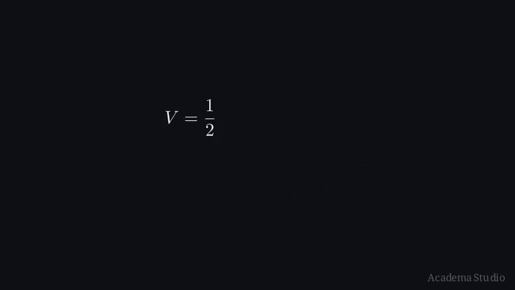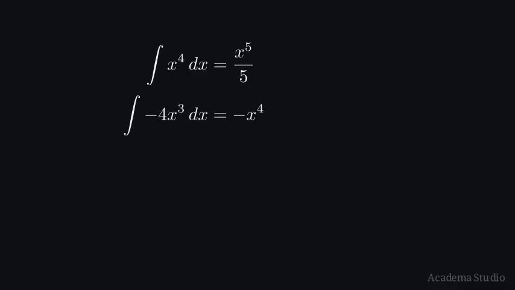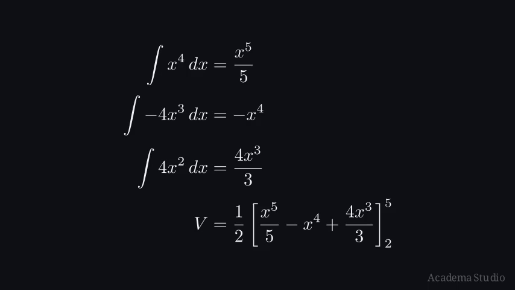V equals 1 over 2 times the integral from 2 to 5 of x to the power of 4 minus 4x to the power of 3 plus 4x to the power of 2 dx. The integral of x to the power of 4 dx equals x to the power of 5 over 5. The integral of negative 4x to the power of 3 dx equals negative x to the power of 4. The integral of 4x squared dx equals 4x to the power of 3 over 3. V equals 1 over 2 times x to the power of 5 over 5 minus x to the power of 4 plus 4x to the power of 3 over 3, from 2 to 5.